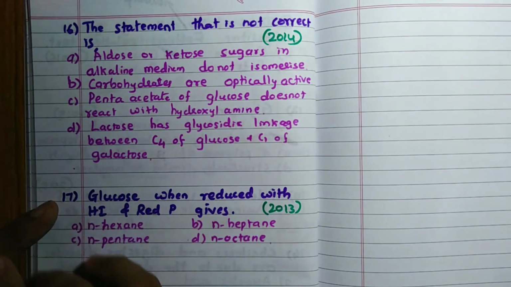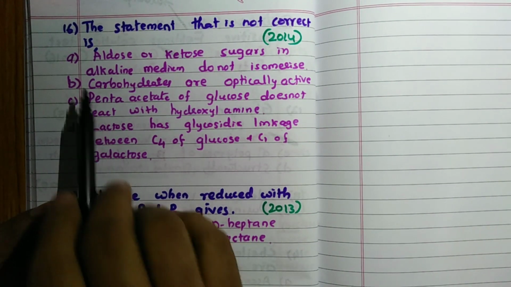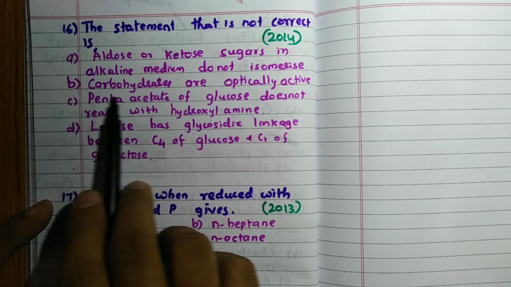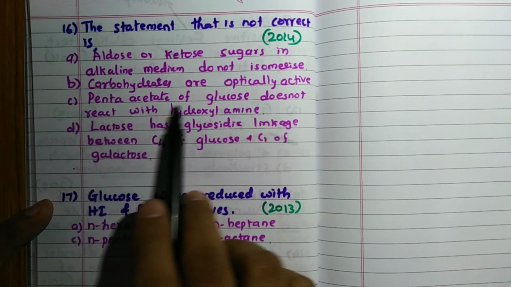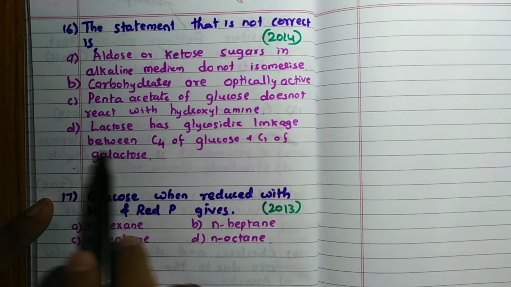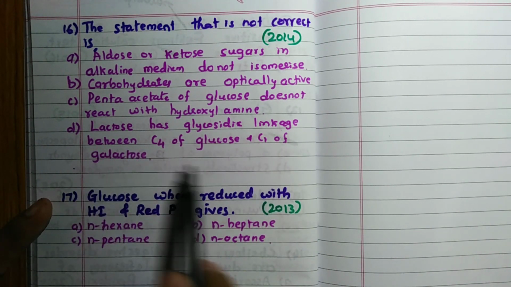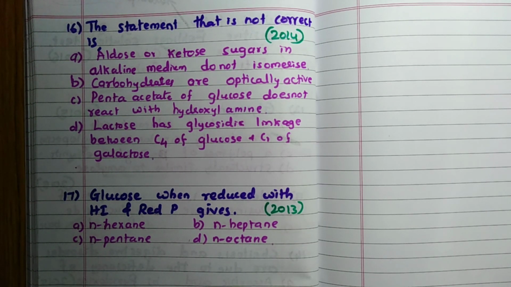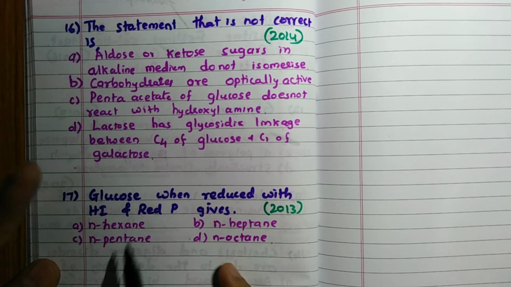2014, the statement that is not correct is, remember: first one, aldose and ketose sugars in alkaline solution do not isomerize. Carbohydrates are optically active. Pentaacetate of glucose does not react with hydroxylamine. Lactose has a glycosidic linkage between C4 of glucose and C1 of galactose. Remember, we know that. The statement that lactose has a glycosidic linkage between C4 of glucose and C1 of galactose is correct.